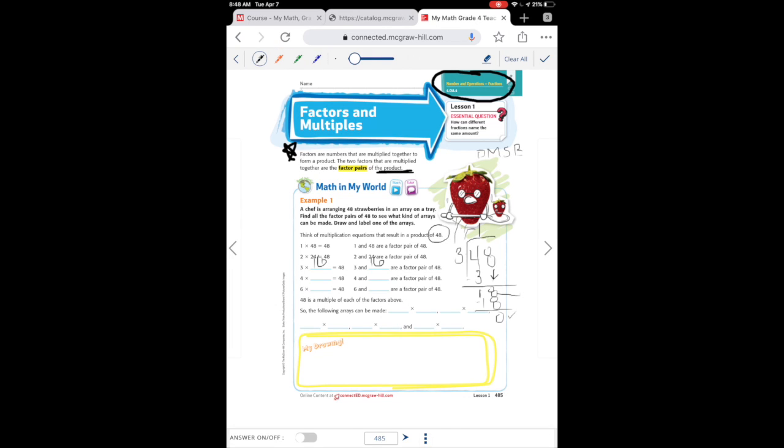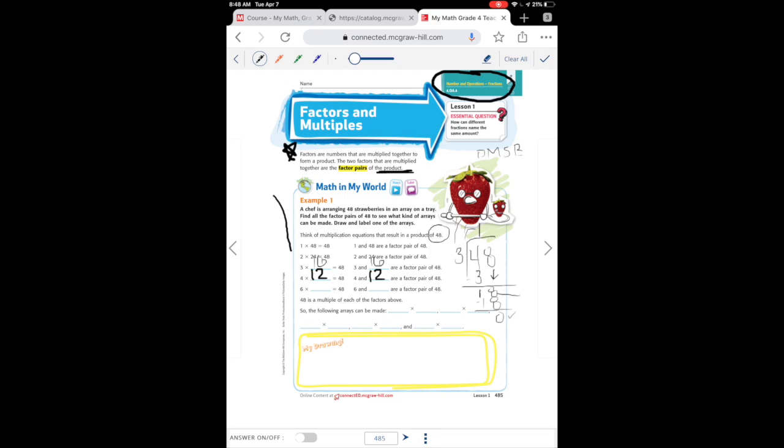It's okay. Okay, did you think about it? 4 times what number equals 48? 12. Oh, I like that pen better. That shows up better. Okay? So 4 and 12 are a factor pair of 48.